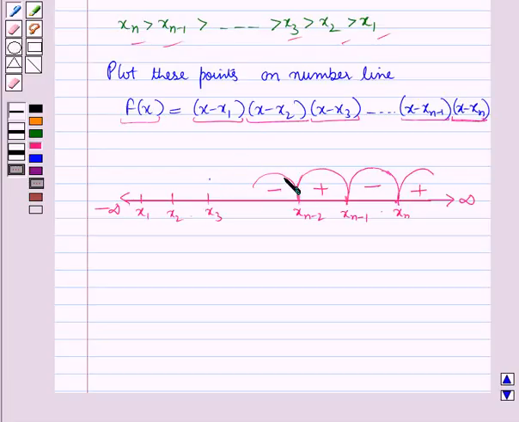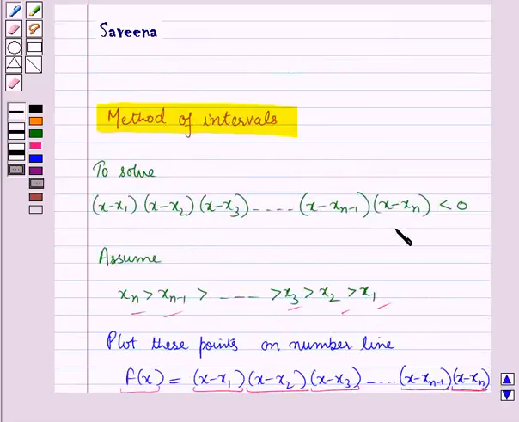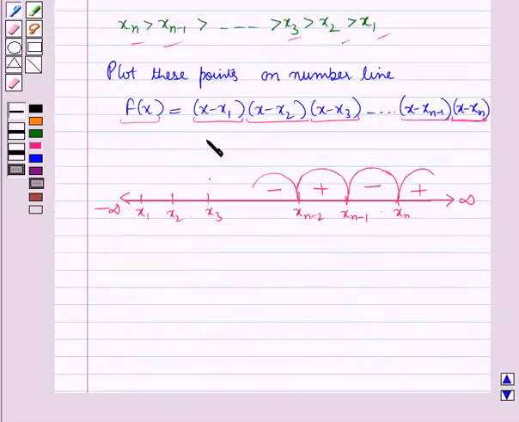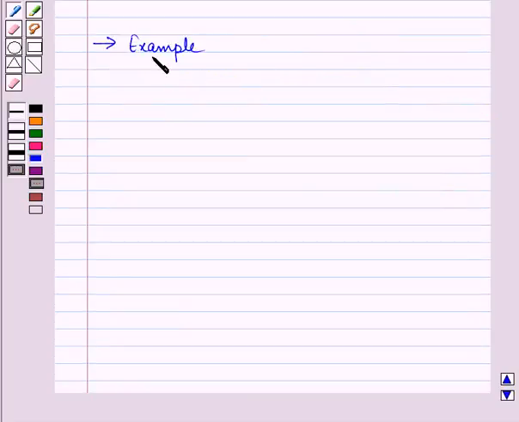Now the solution of the inequality, that is f of x will be less than 0 in the intervals with negative sign and f of x will be greater than 0 in the intervals with positive sign. Now let us discuss this method with the help of an example.